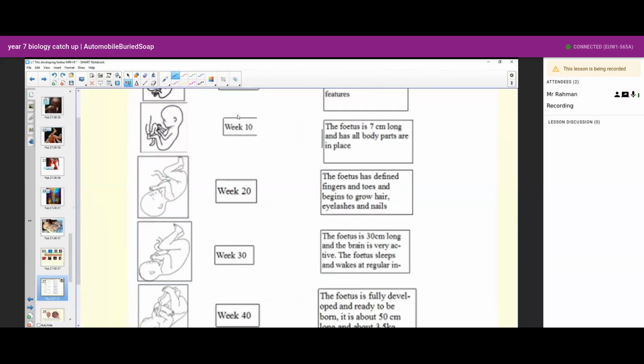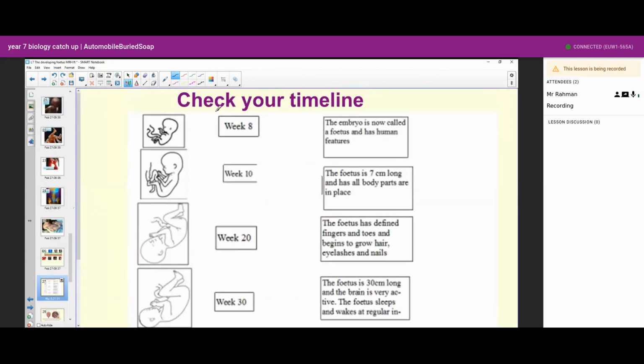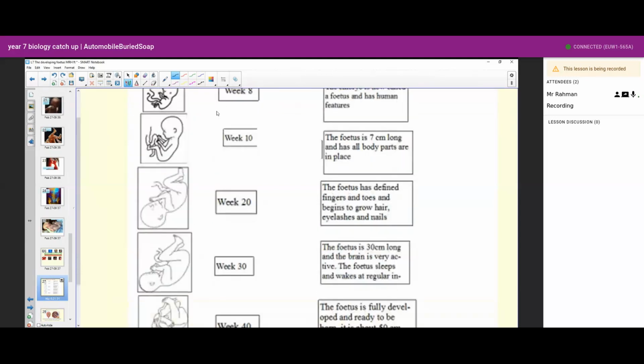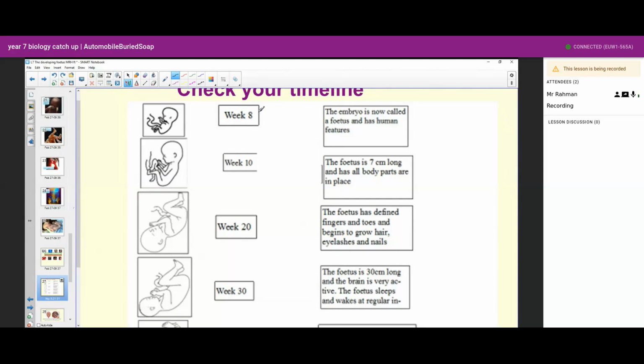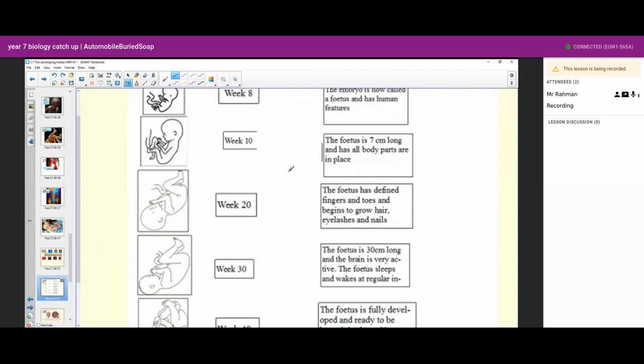What you can do next is you can have a look at this timeline. So it tells you in what weeks what happened. So week 8, week 10, etc. And it tells you what happens in each week. So in week 8, the embryo is now called a fetus and has human features. In week 10, the fetus is 7 centimeters long and all the body parts are in place.